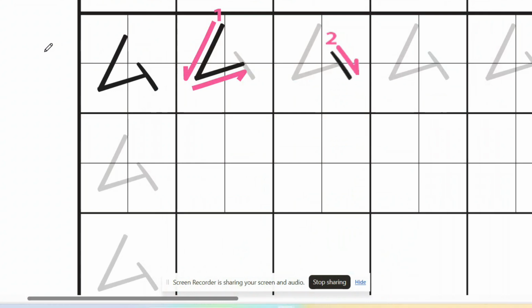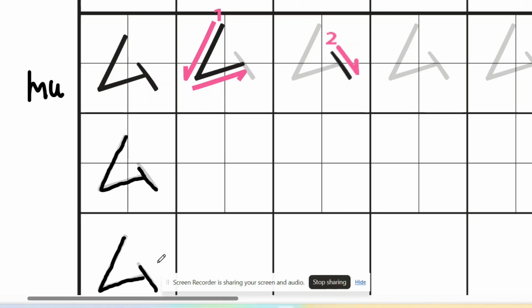The next character is mu. This is mu. So this character has got two strokes. The first stroke is like this and the second stroke is like this. I'll show it again. The first stroke is like this and the second stroke is like this.